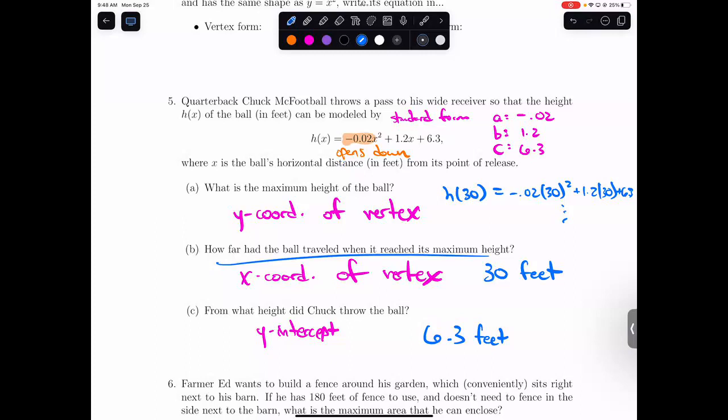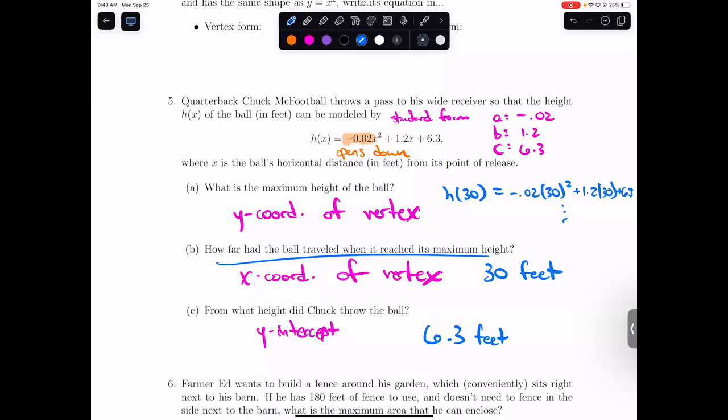I want to plug in 0. Anytime we're talking about an initial value, a starting height of whatever, it's probably going to be referring to the y-intercept. If it's in terms of time, I'm starting the clock at t equals 0 at the moment he lets go of the ball, right? Here it's distance, and I'm measuring that from where he's standing. So that's when x is 0. When x is 0, we're talking about the y-intercept. If I plug in 0, I get just that c term, 6.3. And that's a number that makes sense as a height for a guy to be throwing the ball, right?